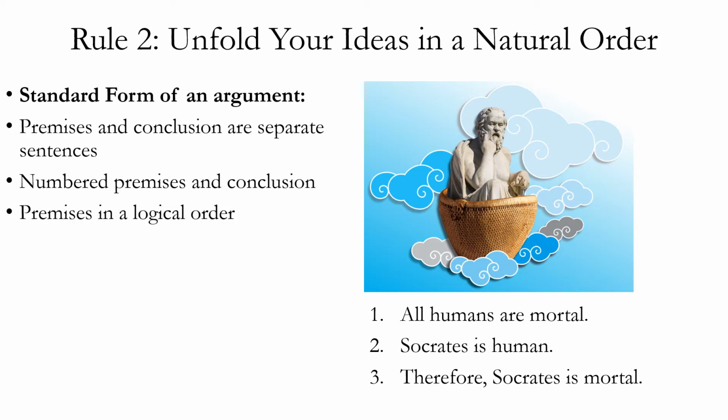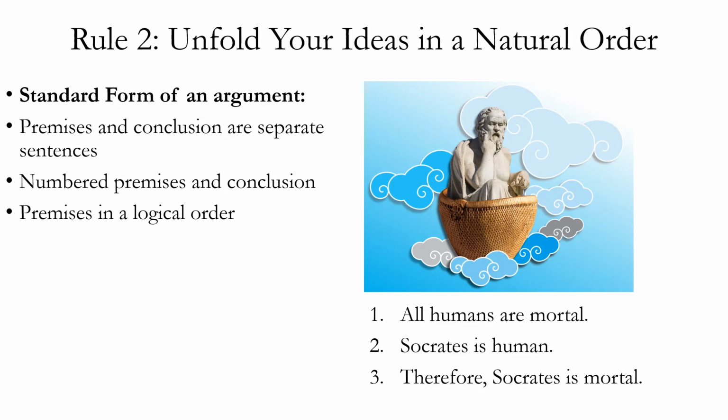The premises are listed in a logical order. What this means is that if there is more than one step to an argument, then the premises which go on to prove another premise must go before the premise they prove. This argument that I'm using as an example only has one logical step. Those two premises both directly support the conclusion, so it does not matter which order we put them in.